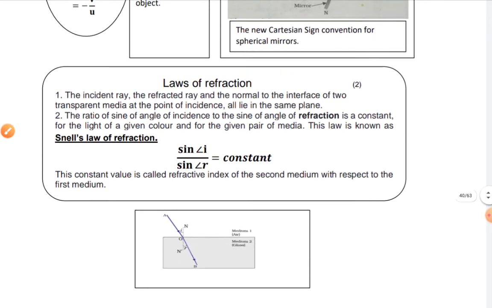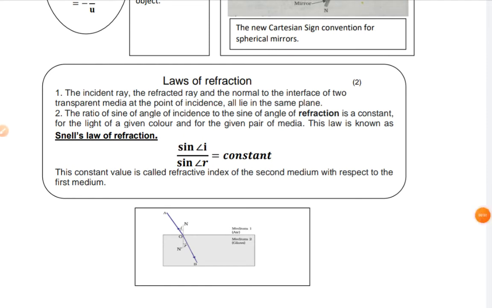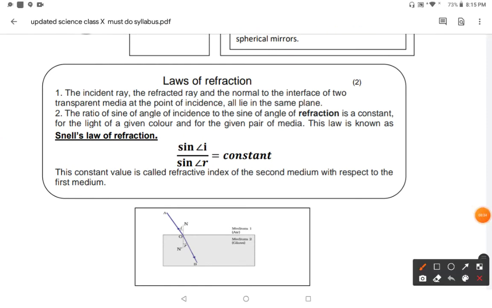And in this way, the next topic is laws of refraction. Refraction always takes place in glass or in water or in any other surface which is transparent. And what is its rule? You have to see first this picture, there is a glass slab or any transparent medium where one medium is air, the other is glass.